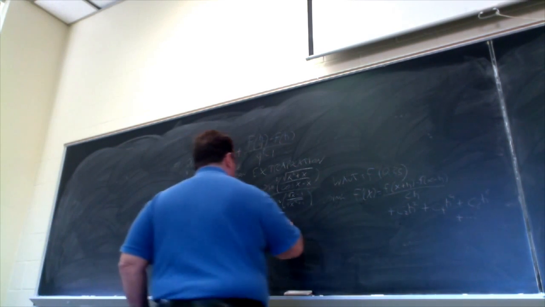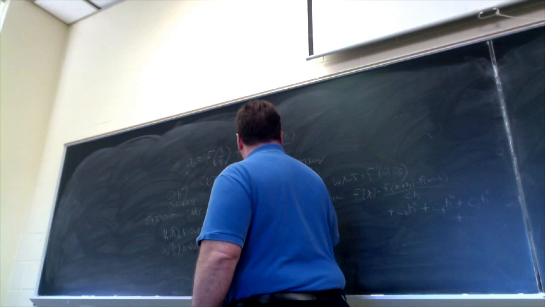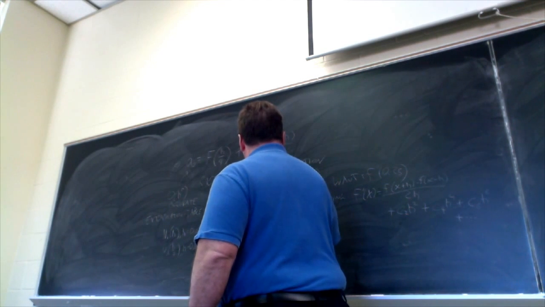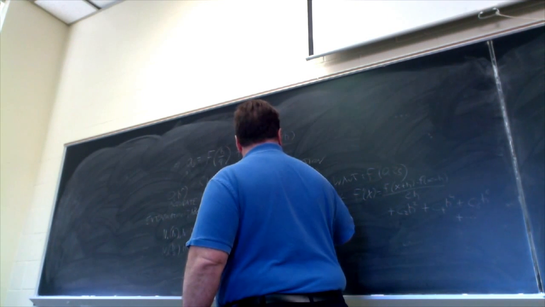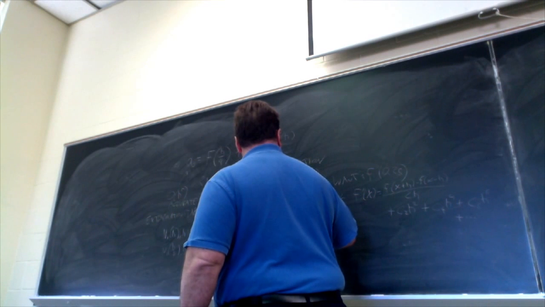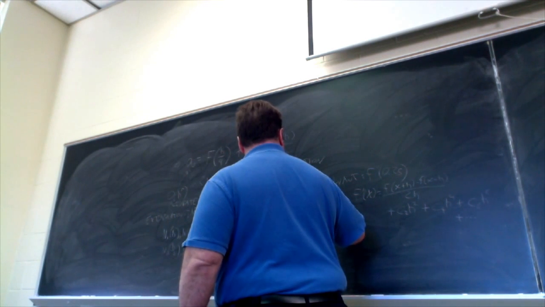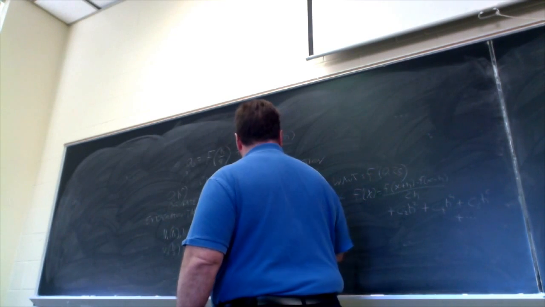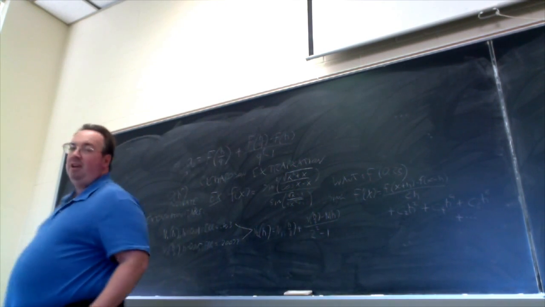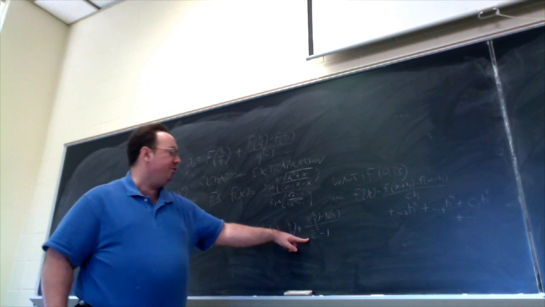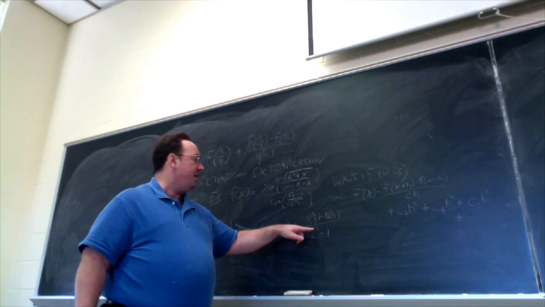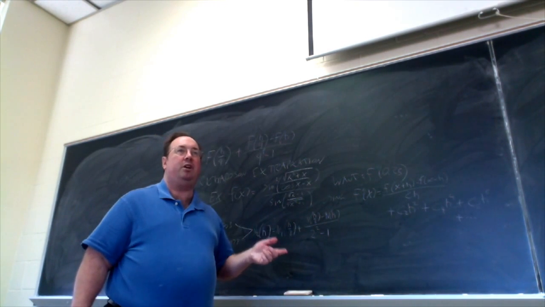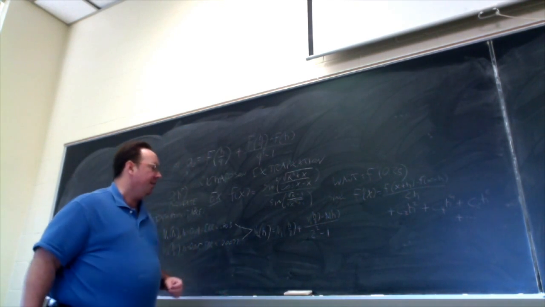This would be N1 of h over 2, the more accurate approximation, plus the difference of them over 2 squared minus 1, so divided by 3 in this case. I'm cutting h by a factor of 2, that's what the base is for, and the exponent is the order of accuracy of the approximation. This is second order accurate.